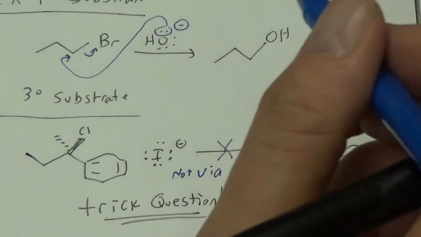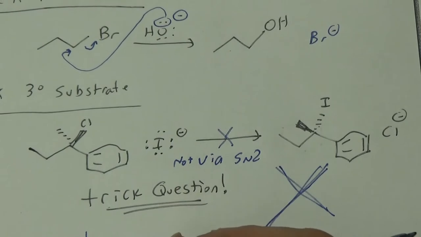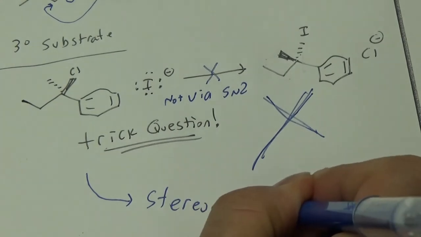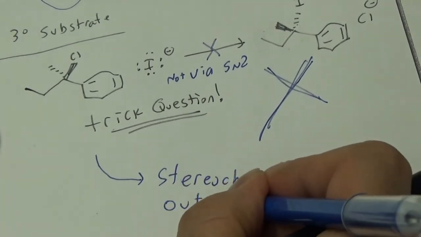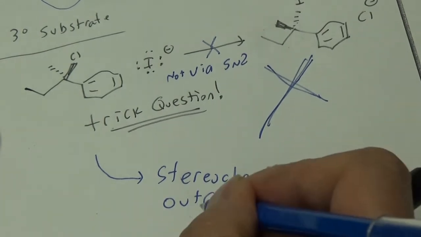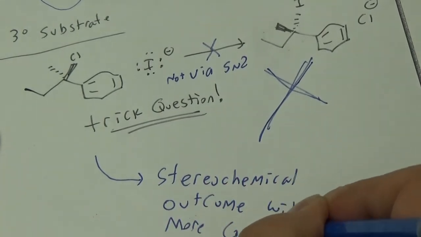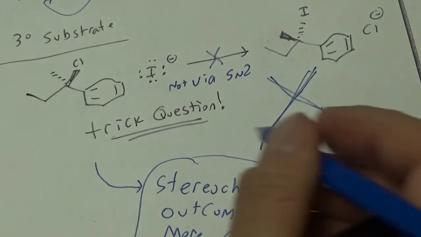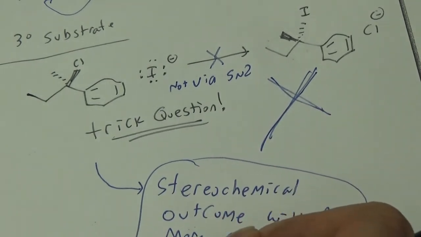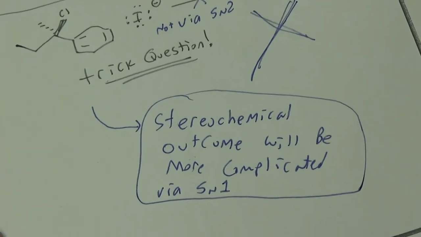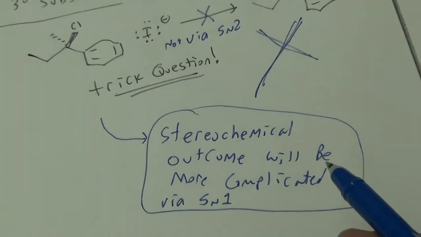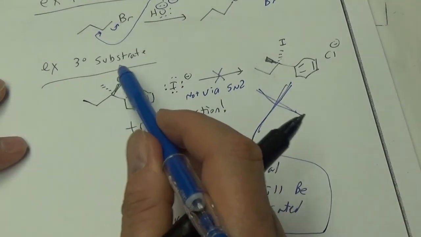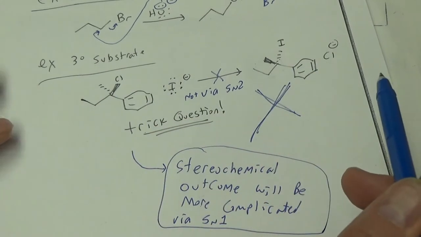I'll also say the stereochemical outcome will be more complicated, because the mechanism is more complicated, via SN1. The SN1 mechanism is a tad more complicated, and so this example will be a tad more complicated. So for now, it's safe to assume that if you have tertiary, just don't think SN2, okay?